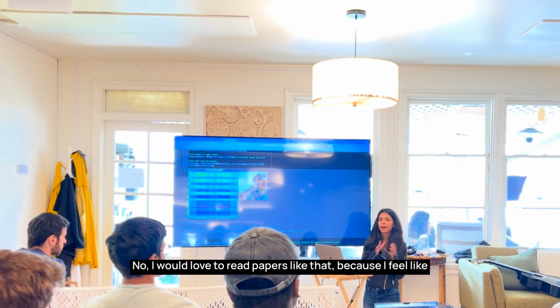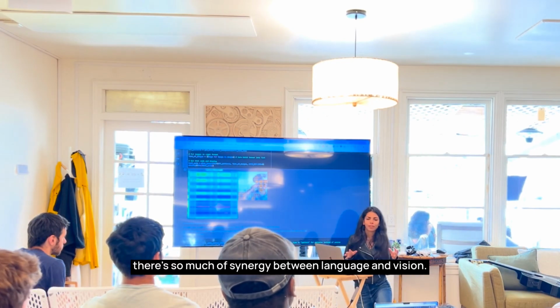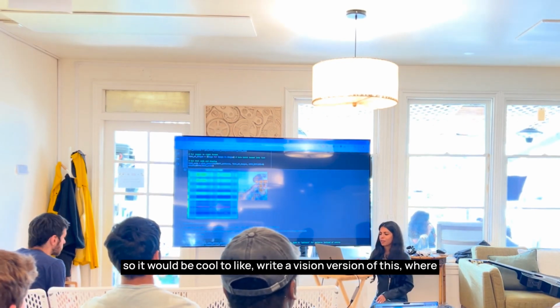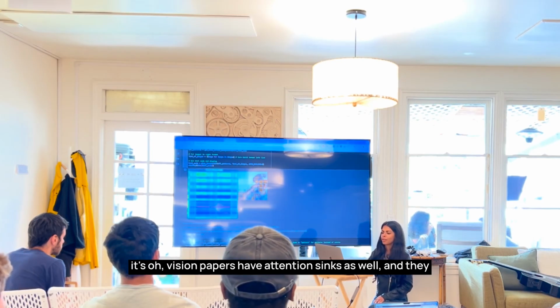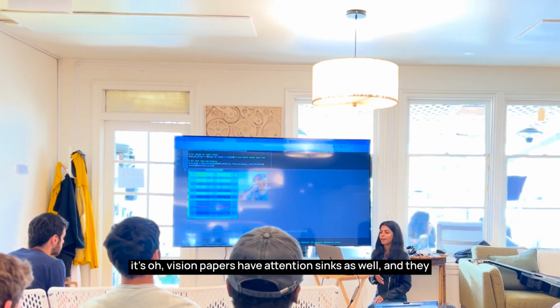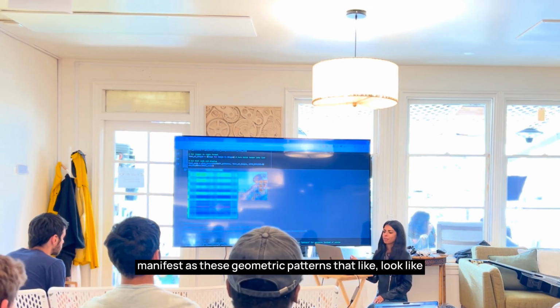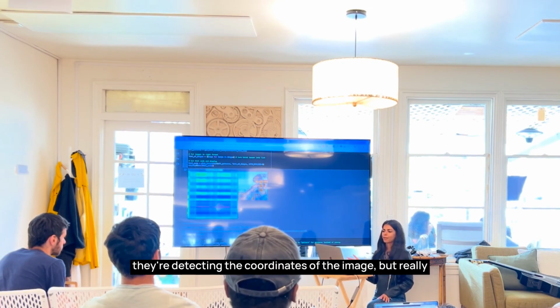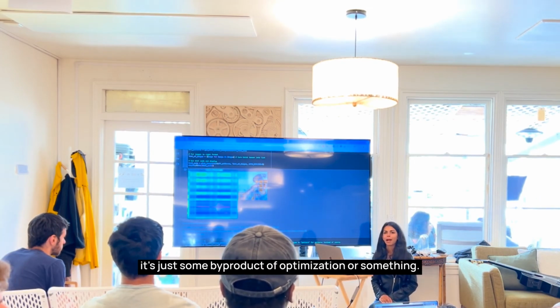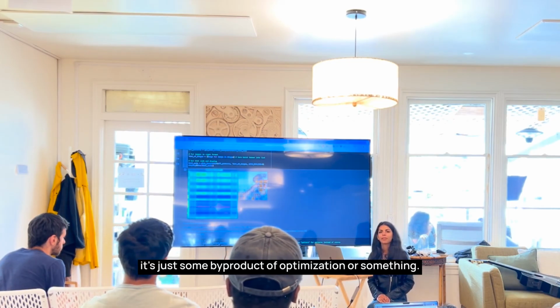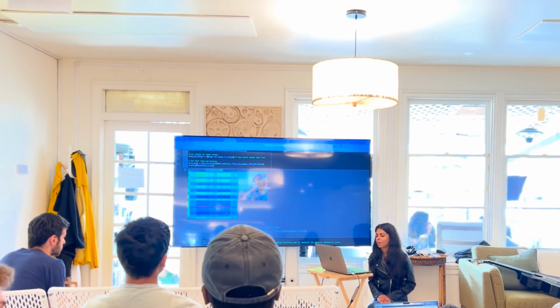Okay, cool. I would love to read papers like that because I feel like there's so much synergy between language and vision. It would be cool to write a vision version of this, where vision papers have attention sinks as well, and they manifest as these geometric patterns that look like they're detecting the coordinates of the image, but really it's just some byproduct of optimization. That would be a cool workshop paper.